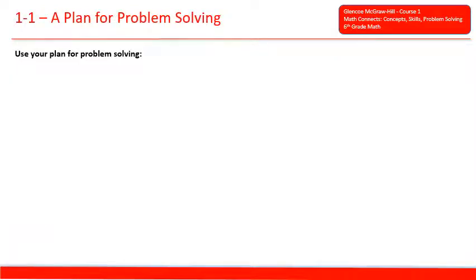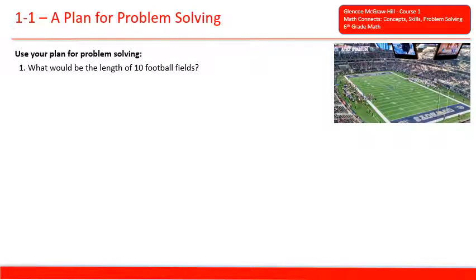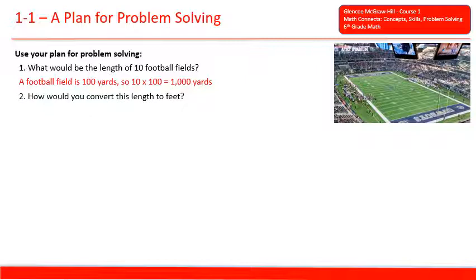So let's use a plan for problem solving. What would be the length of 10 football fields? A football field is 100 yards, so 10 times 100 equals 1,000 yards. How would you convert this length to feet? So we'd have to figure out how many feet in a yard, which is 3 feet per yard. Then we'll multiply 3 times 1,000 to get 3,000 feet.